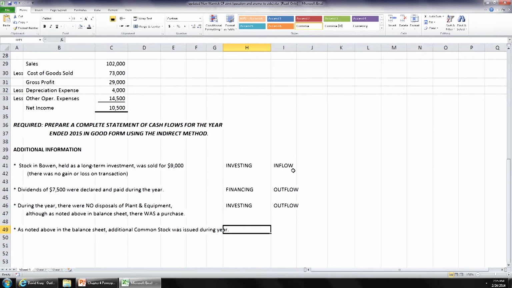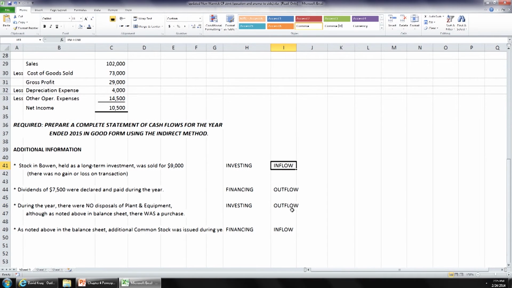And then finally, additional common stock was issued during the year. What is that? Financing. Is that inflow or outflow of cash? Inflow. Okay? So it looks like we have two investing activities.